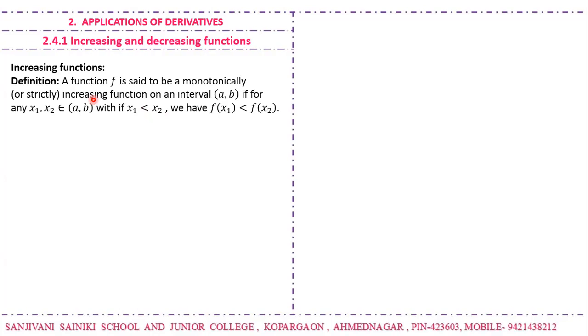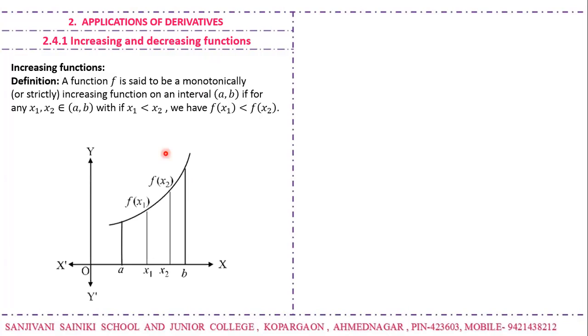Okay, let us start. F is said to be monotonically, meaning strictly, increasing on the interval AB if for any x1 and x2 belonging to that particular interval, whenever x1 is less than x2, the value of the function must satisfy the same inequality. So whenever x1 is less than x2, f of x1 must be less than f of x2.